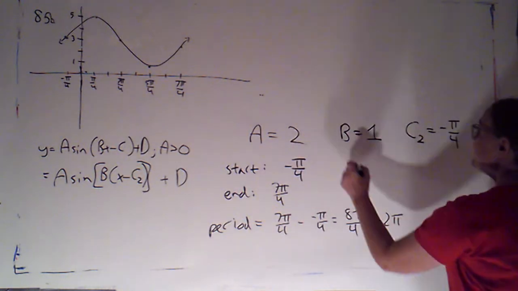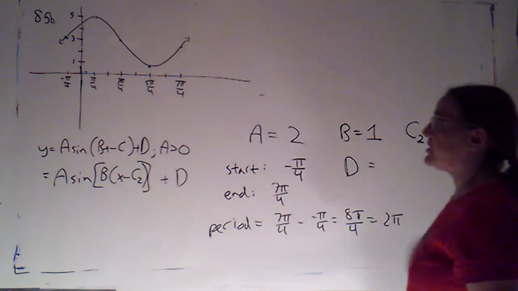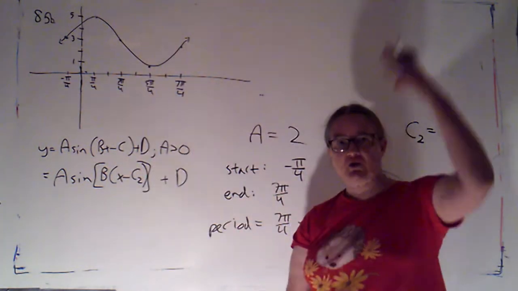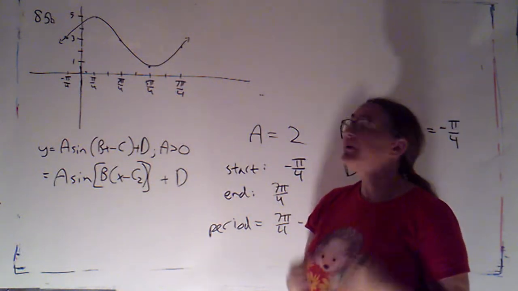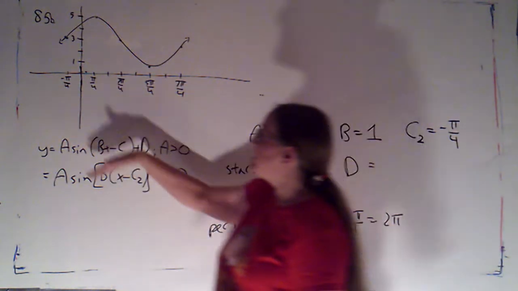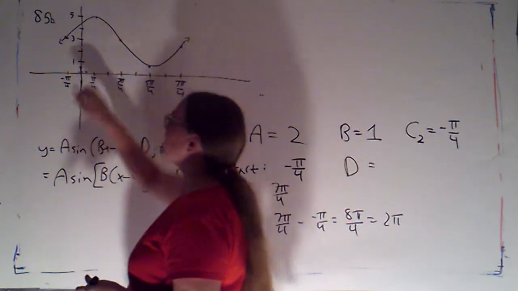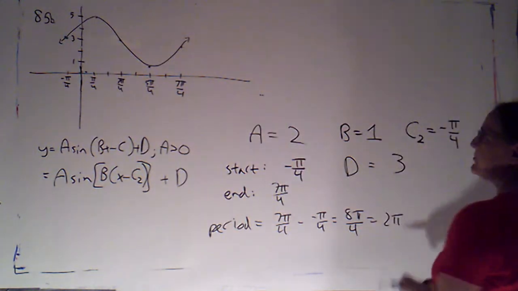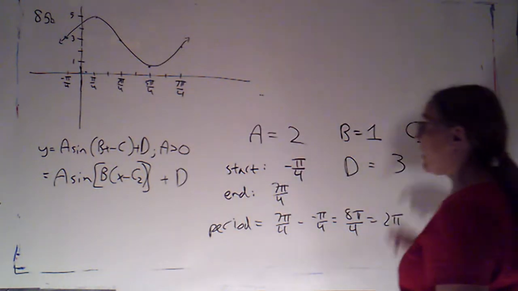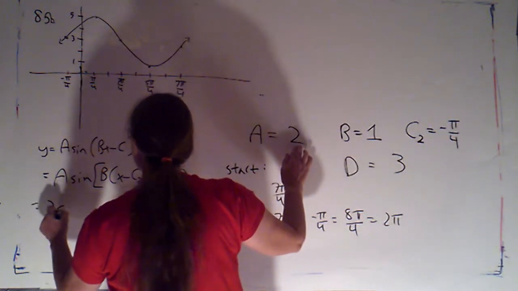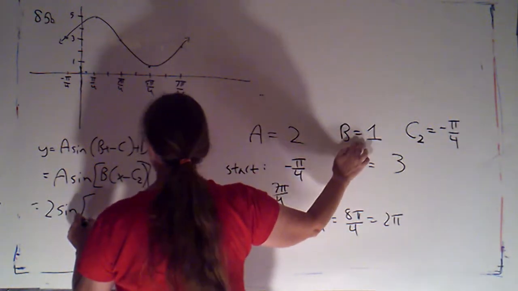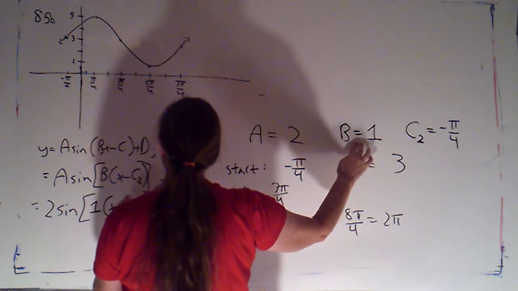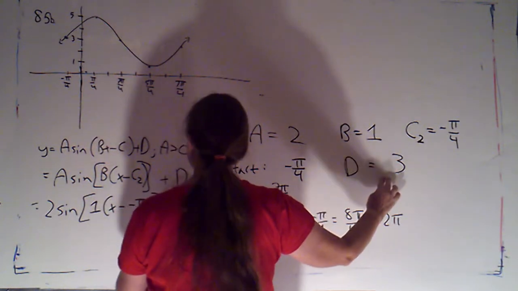Okay, and then D is the vertical shift. Again, I don't want to look at the low and the high value because those are affected by both the stretching and the shifting, but the middle value is only affected by the shift. So prior to transformations, the middle value is 0. Now it's at 3, so we've moved things up 3. So D is 3. So I can say we're going to have 2 times sine of, B is just 1, oh, that's lovely, times x minus negative pi over 4, plus D is 3.